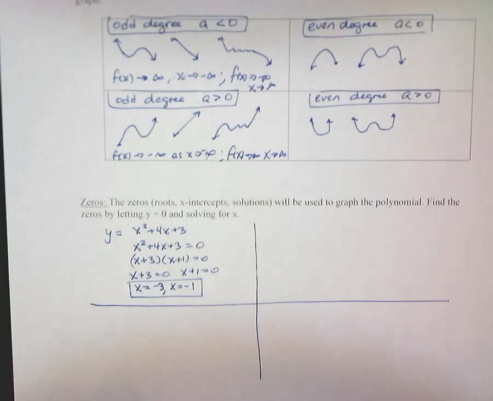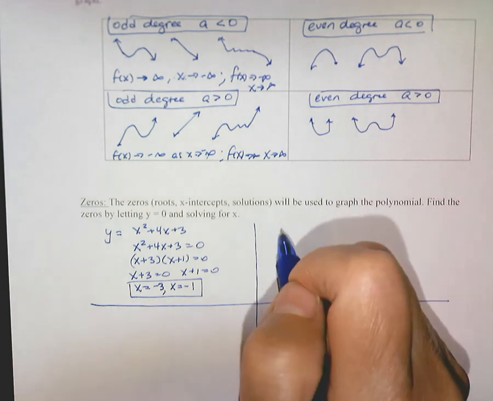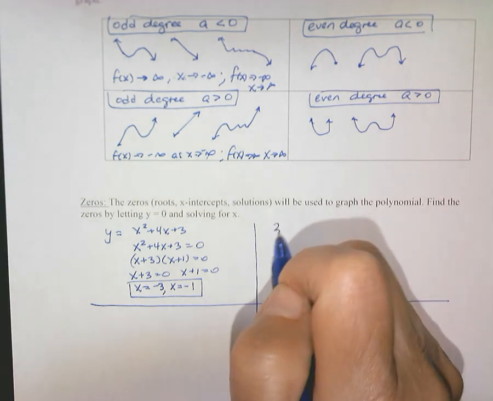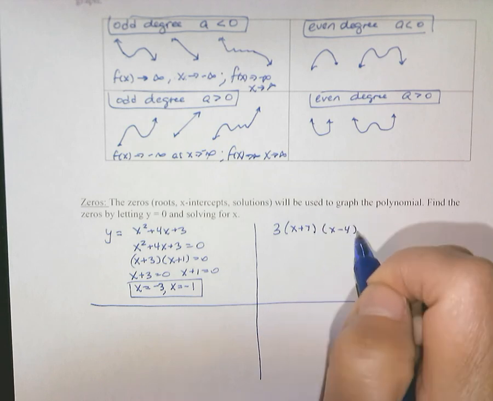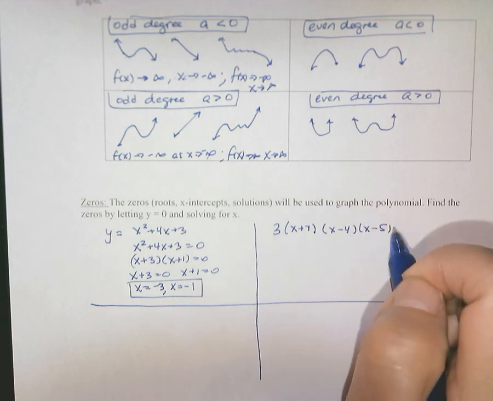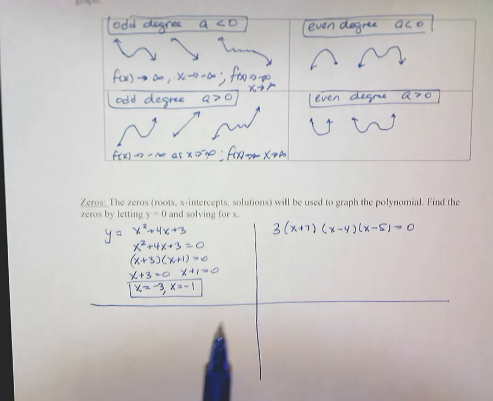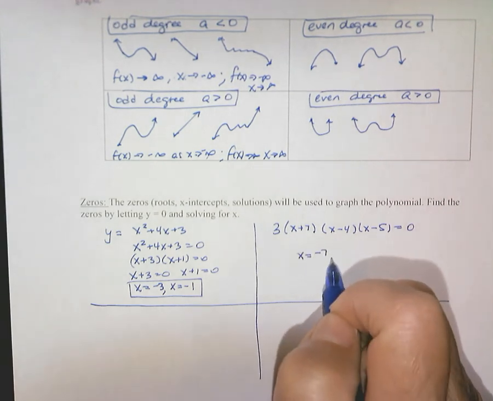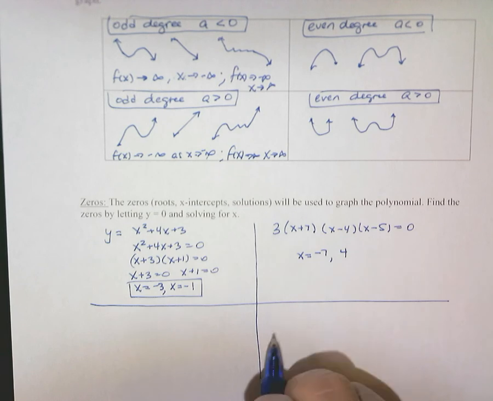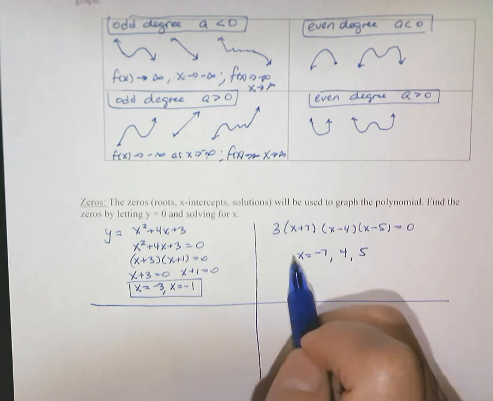I'll give you 4 examples. If I had a function where I had 3, x plus 7, x minus 4, x minus 5, and this equals 0. This is already in factored form. There's no purpose at all to multiply it back together. Leave it the way it is. Set each factor equal to 0, and I get x is equal to negative 7, x is equal to 4, and x is equal to 5.